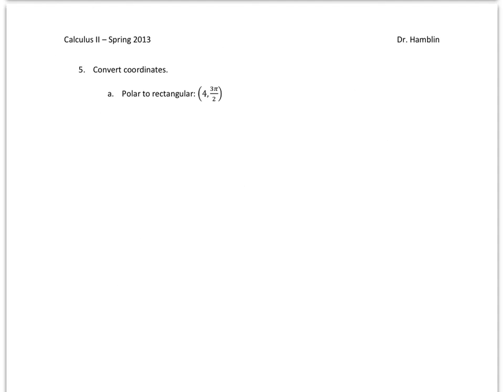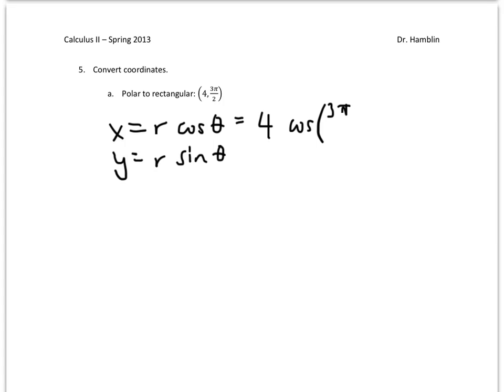Now for this problem, we want to convert from polar coordinates to rectangular coordinates. Remember that this is the easier direction because there's no ambiguity. X is just equal to r cosine theta, and y is equal to r sine theta. So that means that x is going to be 4 times the cosine of 3 pi over 2, and y is going to equal 4 times the sine of 3 pi over 2.